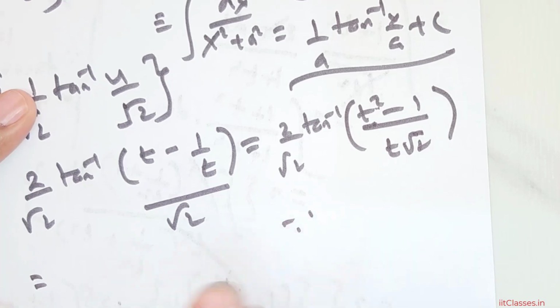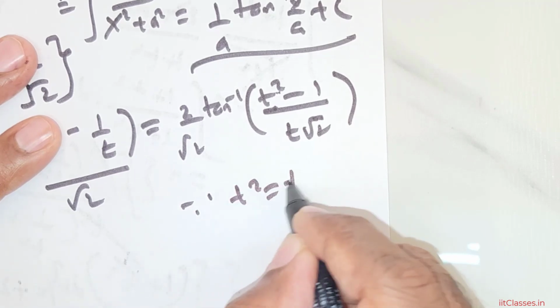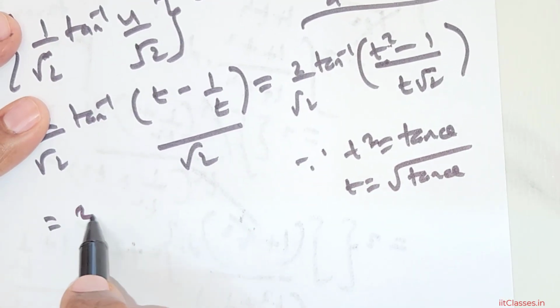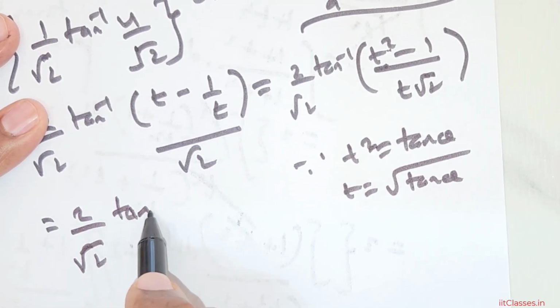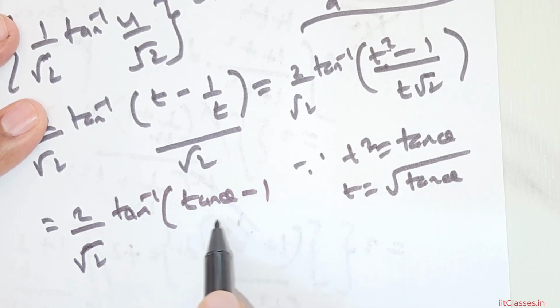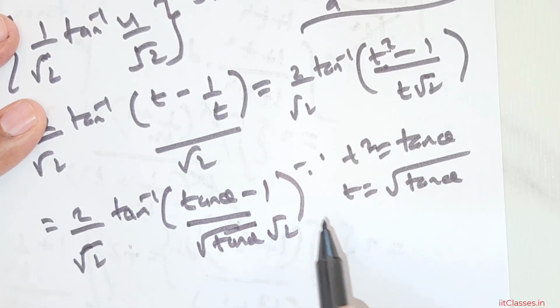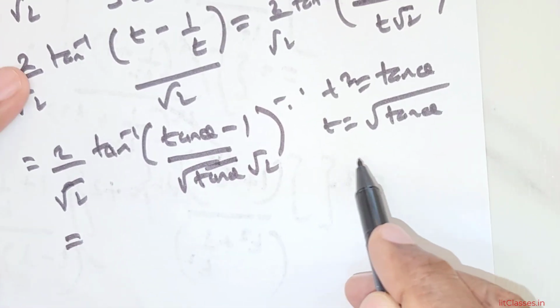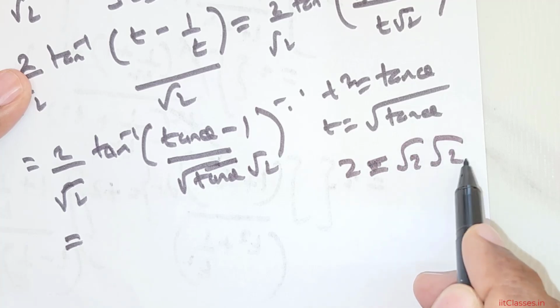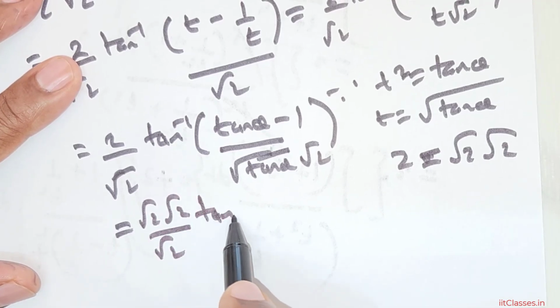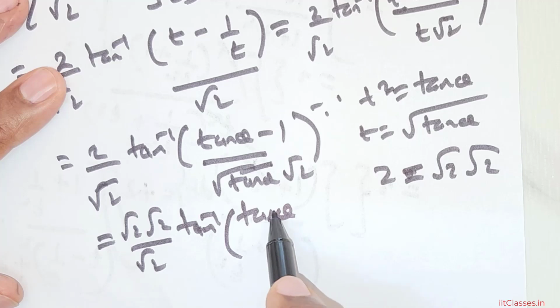Now we have this substitution, t squared is equal to tan theta. Since t squared is equal to tan theta, t is equal to root of tan theta. So this is 2 over root 2 tan inverse of tan theta minus 1 divided by root of tan theta times root 2. Now this can be further rewritten, you should know that 2 can also be rewritten as root 2 times root 2. So you have root 2 times root 2 divided by root 2 times the tan inverse of tan theta minus 1.